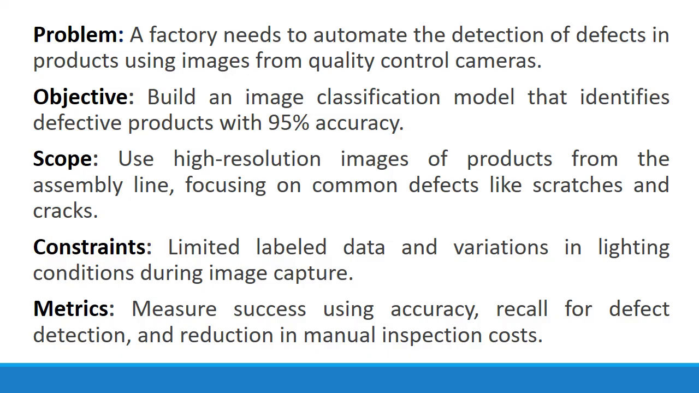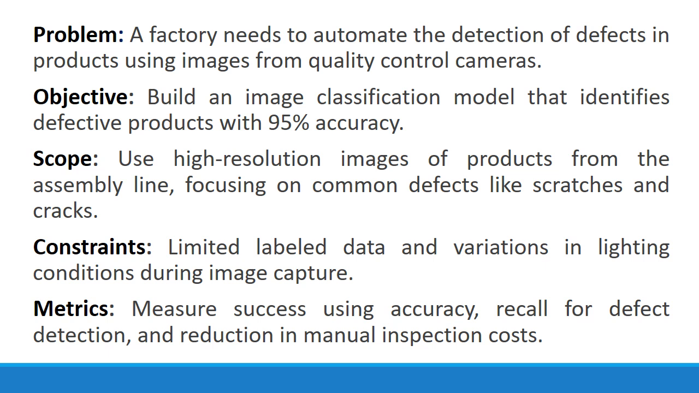So what is the problem? A factory needs to automate the detection of defects in the products using images from quality control cameras. Objective. Build an image classification model that identifies defective products with 95% accuracy. Scope. Use high-resolution images of products from the assembly line, focusing on common defects like scratches and cracks.